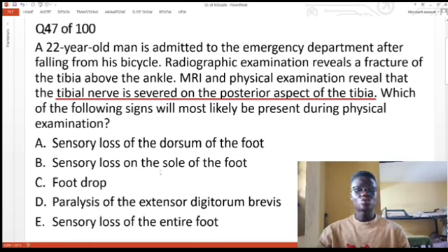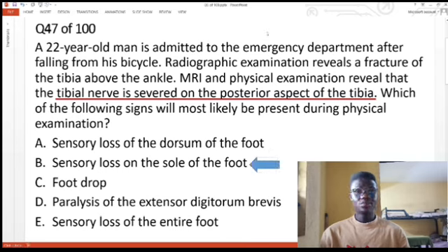Sensory loss on the sole of the foot. Now, the tibial nerve divides, or bifurcates, into the medial plantar nerve and the lateral plantar nerve, and these supply all the muscles of the sole of the foot and also give cutaneous innervation to the sole of the foot. So if the tibial nerve is injured, the medial plantar nerve and the lateral plantar nerve will automatically be injured, and there will not be sensation on the sole of the foot. So it means there will be a loss of sensation on the sole of the foot. So that is option B. I believe that's pretty straightforward.